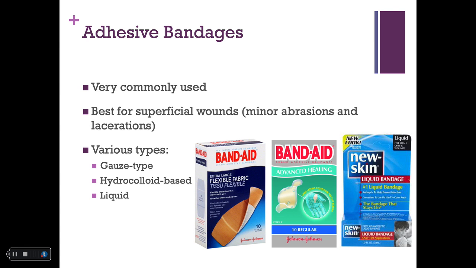You'll see in the middle there's the Band-Aid Advanced Healing. That's actually a hydrocolloid-based Band-Aid. So if you think about a couple slides back, those are going to be the ones that add moisture to a wound environment. And so those might be great, especially if you're trying to minimize scarring. If it's on top of someone's hand or near their face, that would be something maybe to consider. And then they do also have liquid bandages, which sometimes I like for things like paper cuts or small scrapes on the hands, places where Band-Aids aren't going to stick well.